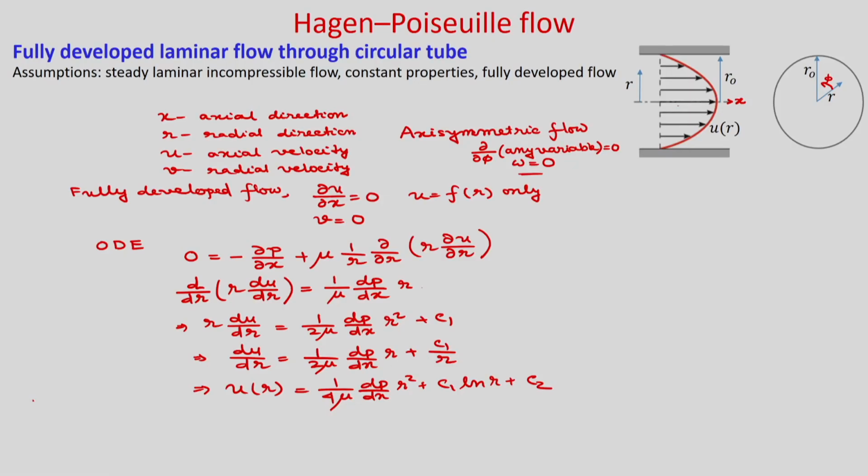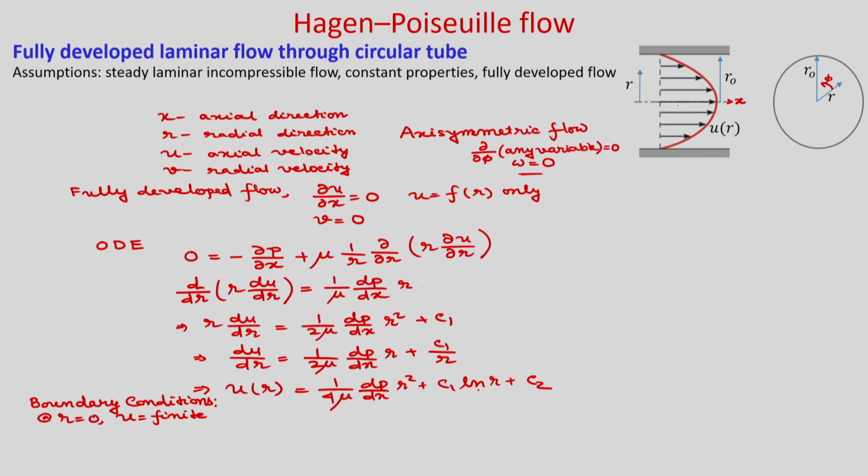So, now you invoke the boundary conditions. What are the boundary conditions? At r is equal to 0, you have u finite, and at r is equal to r naught, which is your wall, you have velocity 0, u is 0. So, if you write the boundary conditions, at r is equal to 0, u is finite.